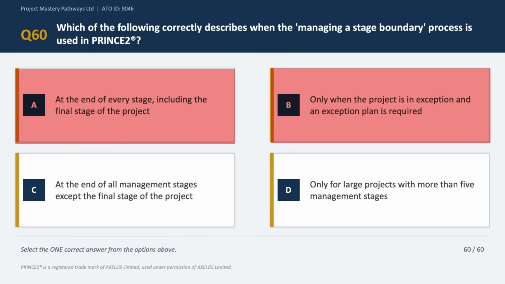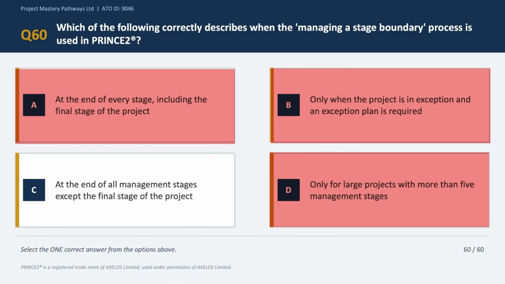Option D says only for large projects with more than 5 management stages. Really? Now, if you know about it for sure, I hope that PRINCE2 does not restrict this process to large projects, right? Any project with more than one stage uses managing a stage boundary. Okay, so we can eliminate option D straight away. Option C says at the end of all management stages except the final stage. Now this is the correct answer choice. Managing a stage boundary is used between stages to plan the next stage and gain project board authorization to proceed. The final stage uses closing a project process instead. So the correct answer to this question is option C.